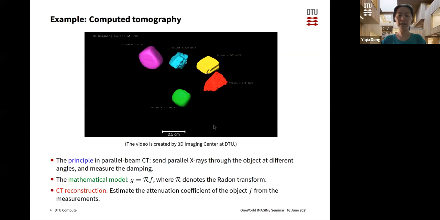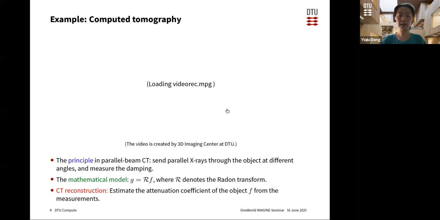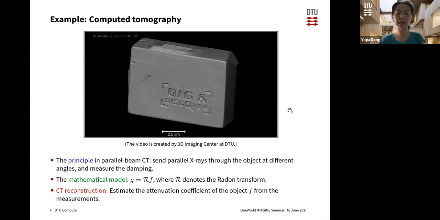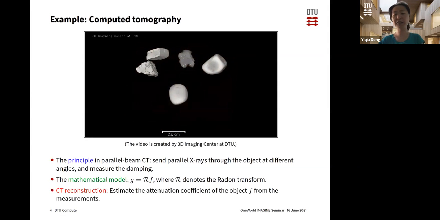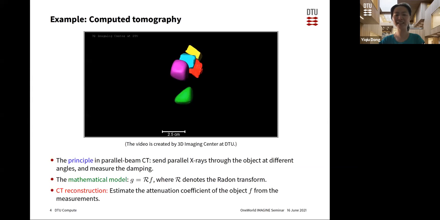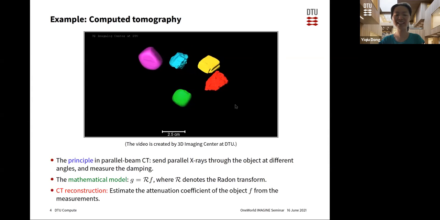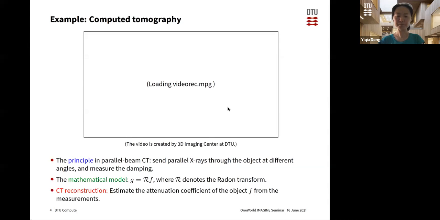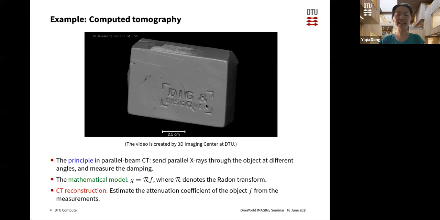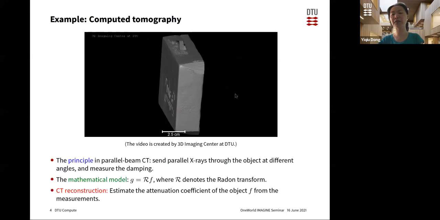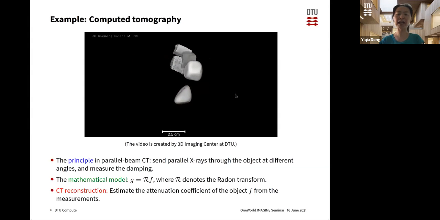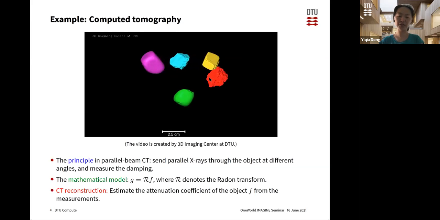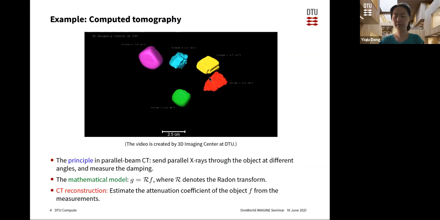And here is an example. It's what we did in our 3D imaging center. We put a mystery digging kit in a CT machine, and then we reconstruct the trailers inside. After you do the reconstruction, you can do segmentation, and then you can estimate the volume of each trailer, for example. Yeah, this is CT.